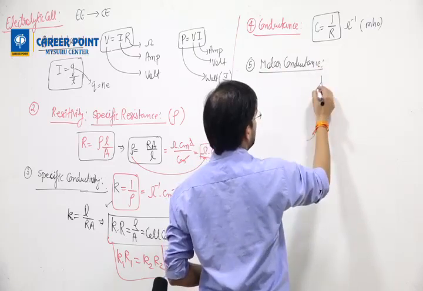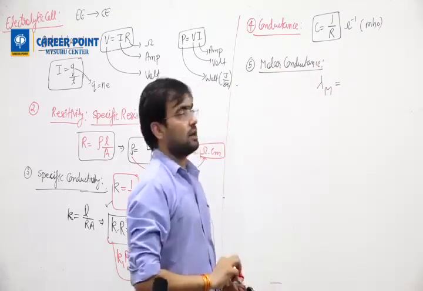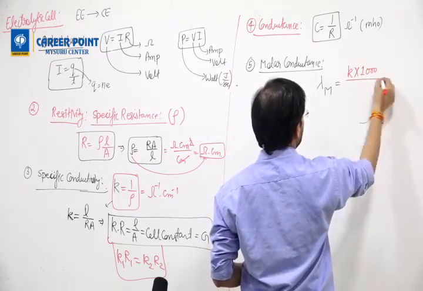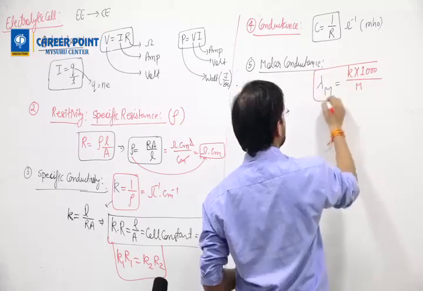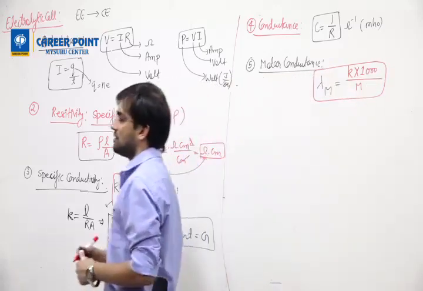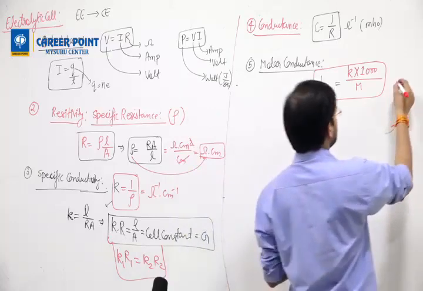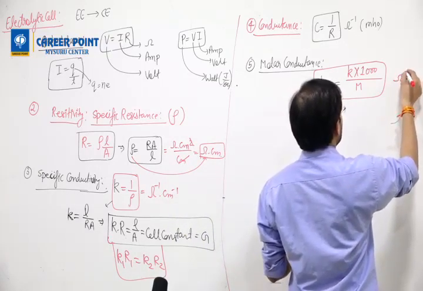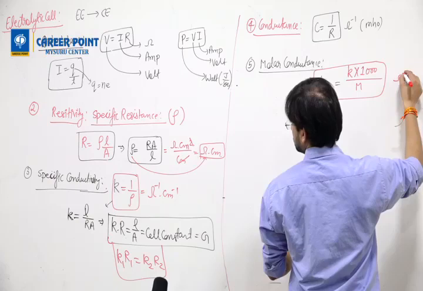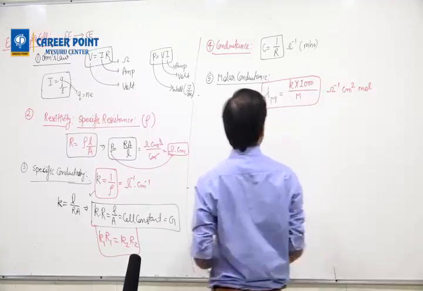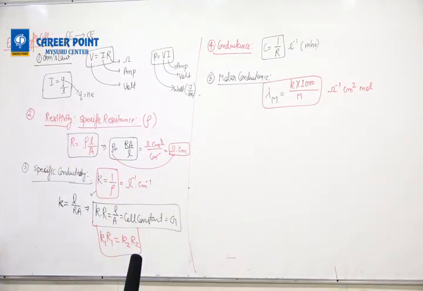After conductance, now we have chemistry here, which is known as molar conductance. Now the molar conductance is denoted by lambda m. Formula is K into 1000 by molarity. Its units are ohm inverse centimeter square mole inverse.